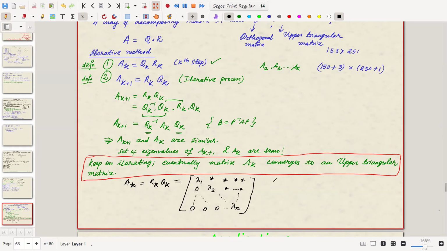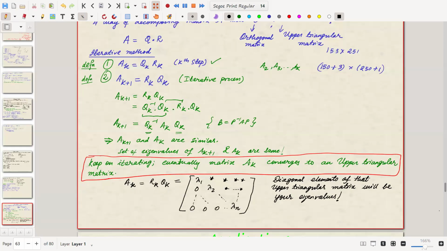Because the diagonal elements of that upper triangular matrix will be your eigenvalues. And this is what you need, right? This is what you needed. That is our aim, right?